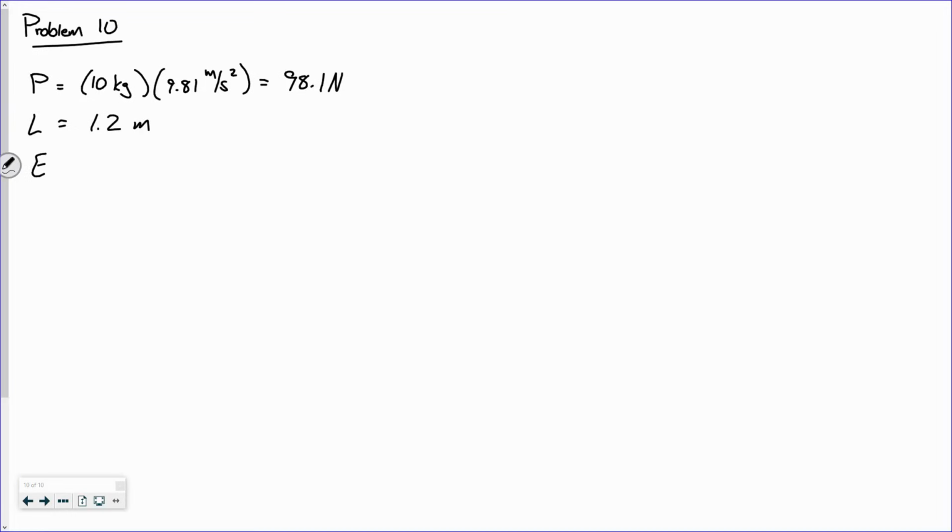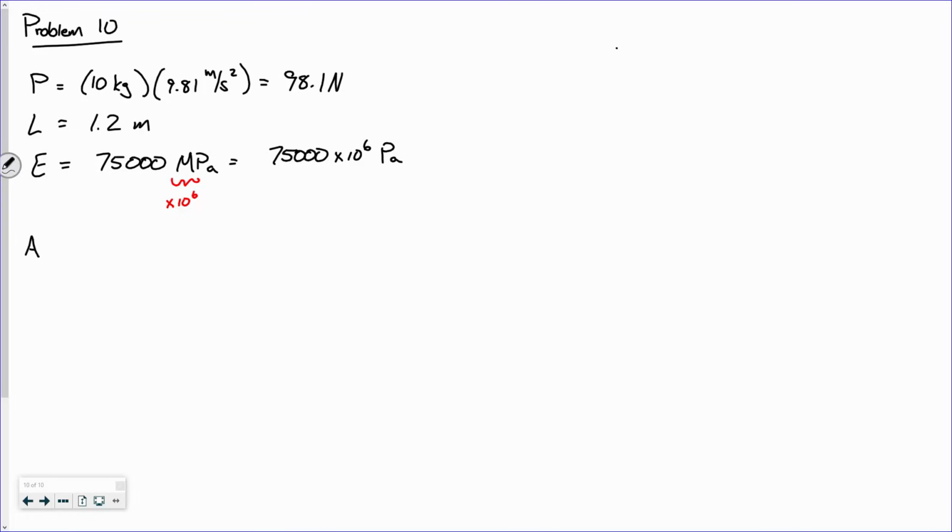Now E. E is 75,000 megapascals. Now, when in doubt, what I always suggest is convert everything to their base units. So newtons, meters, pascals. And the easiest way to do that is to recognize that this M is basically a short way of saying times 10 to the 6th. It's what M is, okay? So this is 75,000 times 10 to the 6 pascals. Sound good?